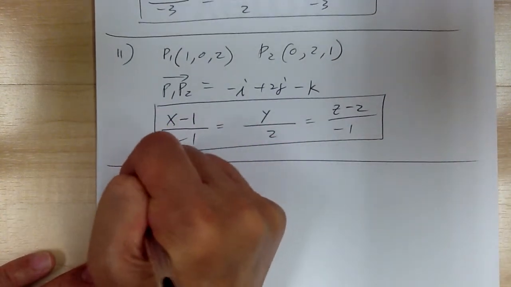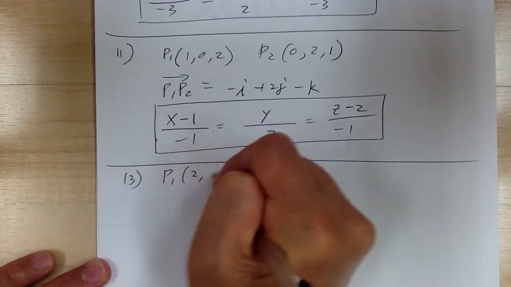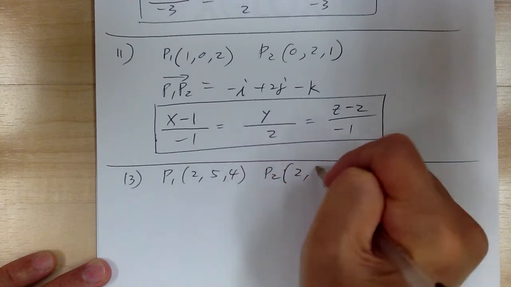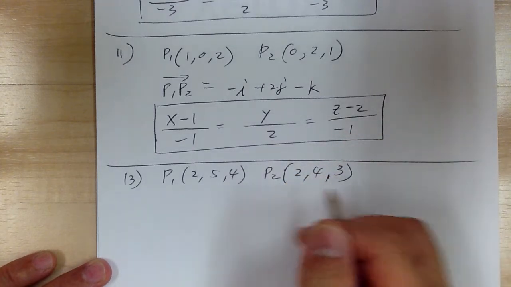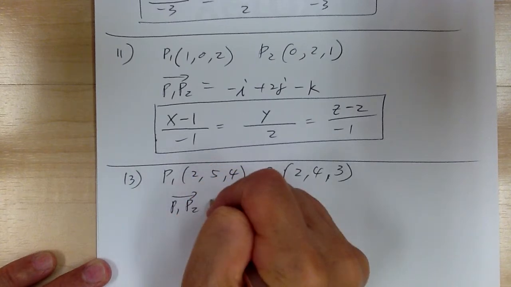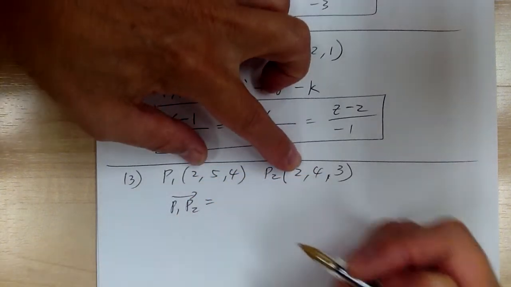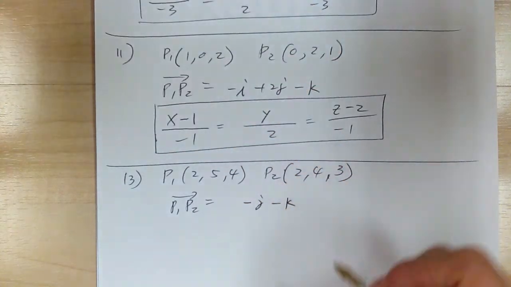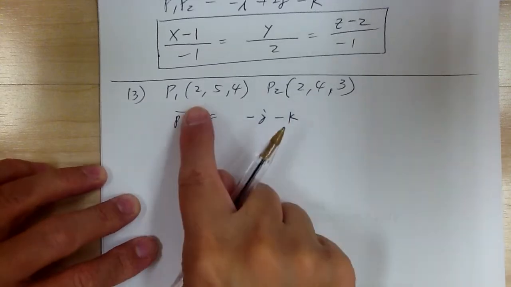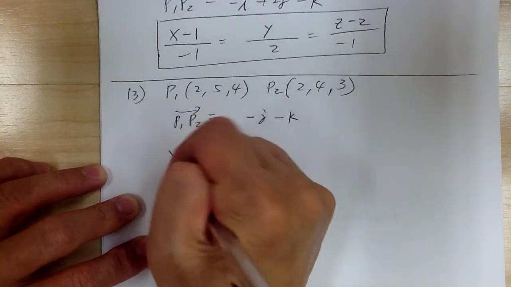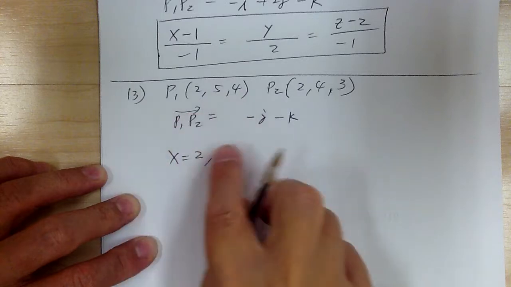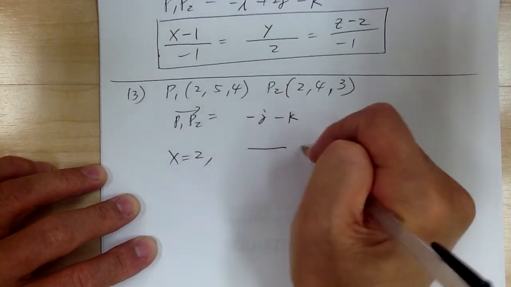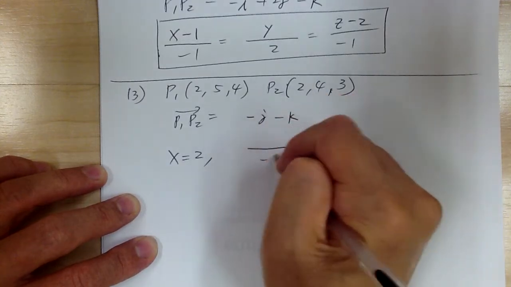Okay, number 13, your P1 is 2, 5, 4. P2 is at 2, 4, 3. So you can get your P1P2, get your direction. So when you subtract, this cancels out. This subtract, you get minus j. This minus, you get minus k. Okay, so in this case, notice that x is always equal to 2. So you're going to get x equal to 2 by itself, because there's no i, right? That means the x is constant. And from here, you're going to get the negative 1, negative 1.